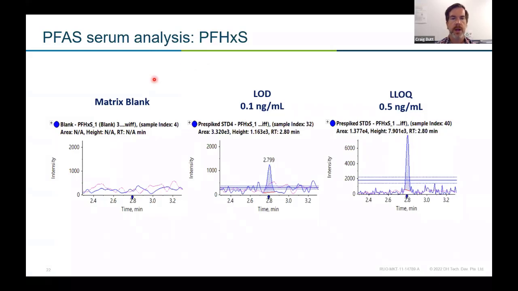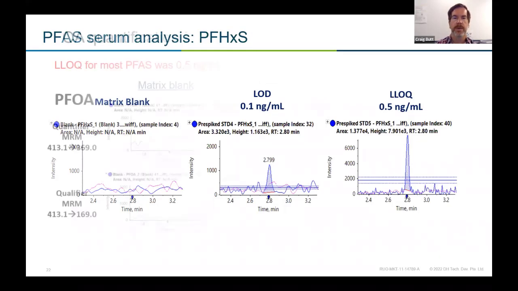So you can see here our matrix blank for the hexane sulfonic acid, nice and clean. With spiked, we are able to see down to 0.1 nanogram per mil or 0.1 ppb, right? So quite low levels there.